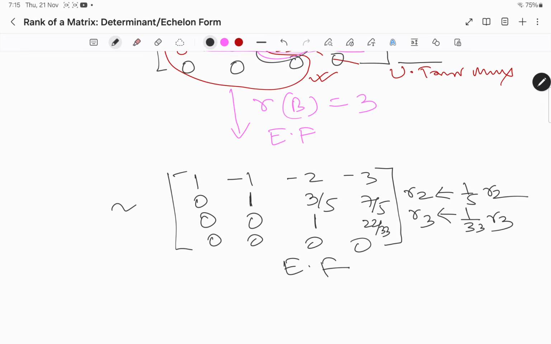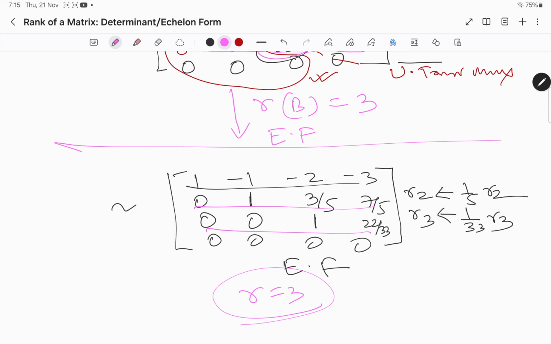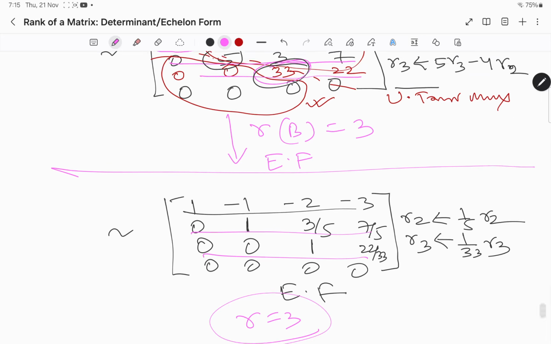But for rank we don't need it. So what is my rank? The number of non-zero rows is 1, 2, 3, therefore the rank is 3. So for finding the rank, we will stop over here. If it is asked to find the echelon form, then we have to proceed like this.